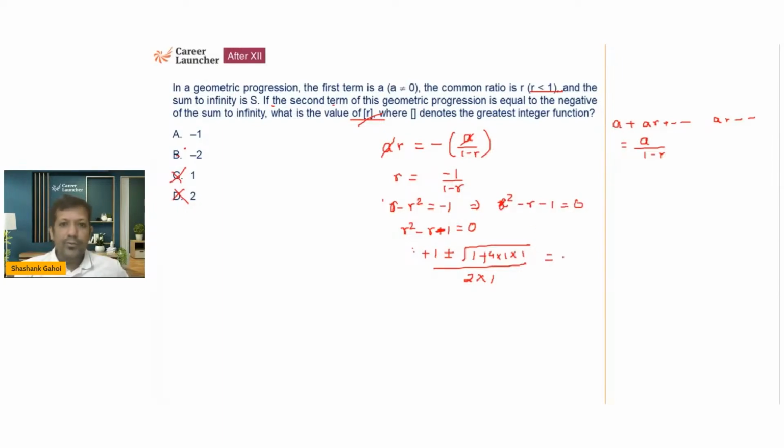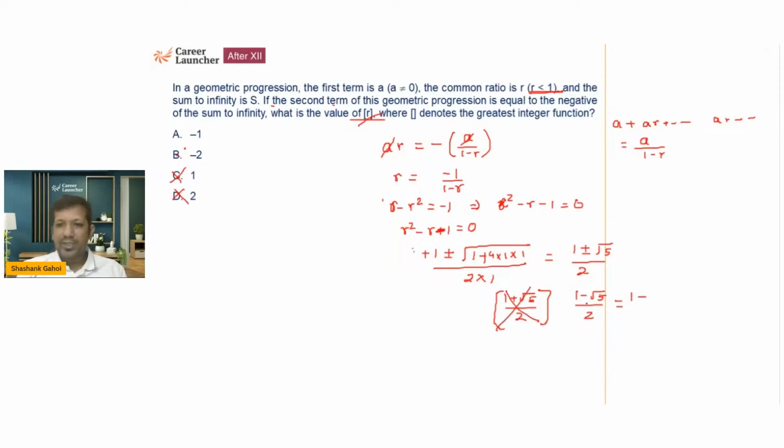So I'm going to get 1 plus minus root 5 divided by 2. Okay, so one of the roots is going to be 1 plus root 5 divided by 2, another root is going to be 1 minus root 5 divided by 2. Now this is 2.2ish around, so this overall value becomes more than 1, and that contradicts the original condition. So this is rejected. So basically the only possible value is going to be this.